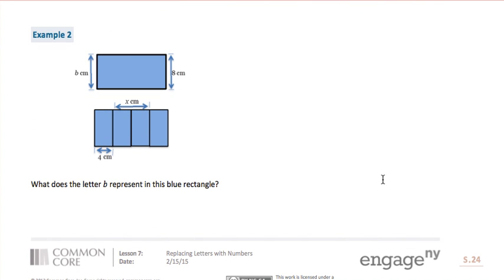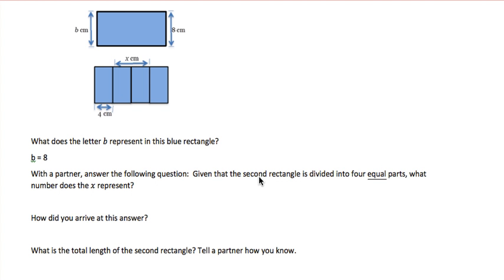Looking at example 2, we can see on opposite sides of this rectangle that one side is labeled B centimeters and the other side is labeled 8 centimeters. So B equals 8 because we know in a rectangle that opposite sides have the same measurement. Then they ask us, given that the second rectangle is divided into 4 equal parts, what number does the X represent?